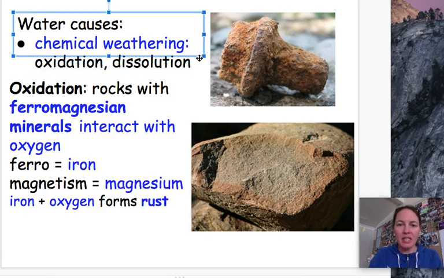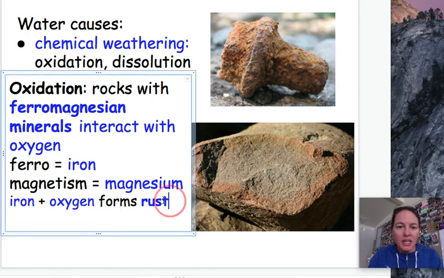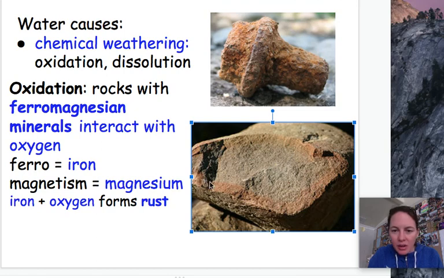So what happens is it's just like what happened to this nail right here. This nail had ferromagnesium. So remember, ferro is iron, and magnesium, or the magnetism, comes from magnesium. This rock with the iron in it, the iron plus the oxygen together, that forms rust. And you can see this nail has rusted over time. That's called oxidation. If you look down at this picture of the rock, do you see how it changed the same color, that red? The rock also rusts over time, just like a nail.